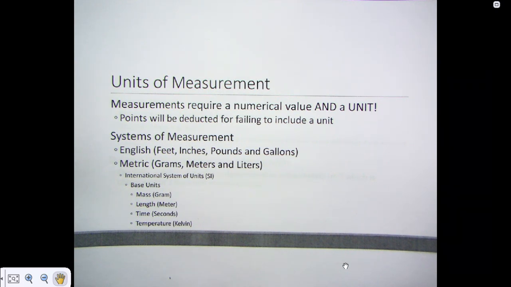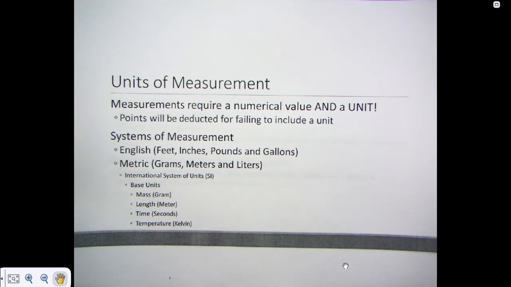Points are deducted if you don't include a unit, meaning if you are doing a worksheet that has 25 problems and you give me 25 perfectly beautiful correct answers, but you don't include any units, minus 1 per unit you don't have, that's a 75, and you did everything right. So you need to make sure that you're watching and you're being very vigilant about having units.